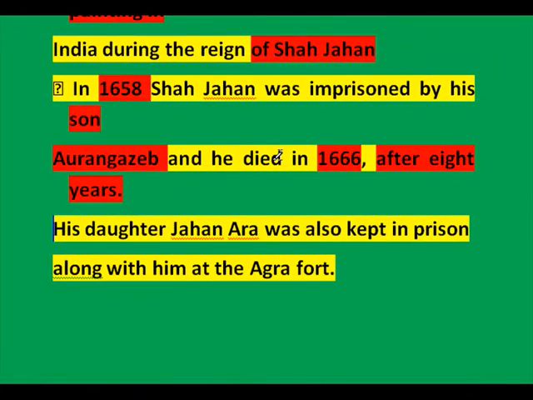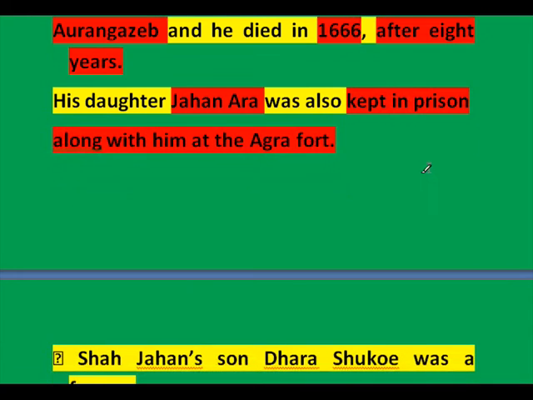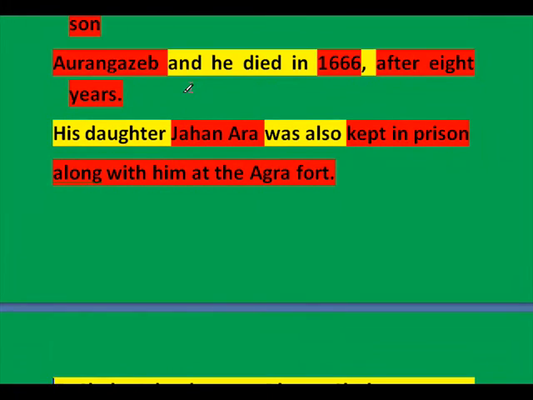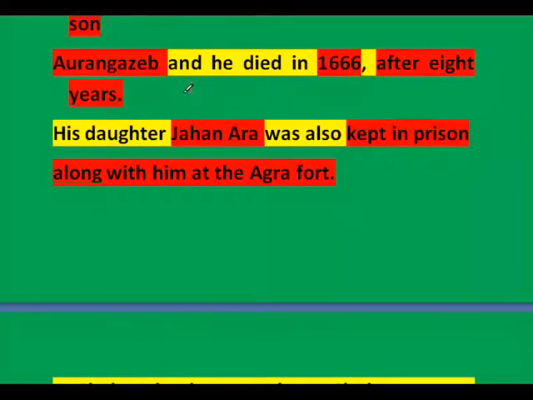His daughter Jahanara was also kept in prison along with him at the Agra Fort. So Jahanara is the daughter of Shah Jahan.